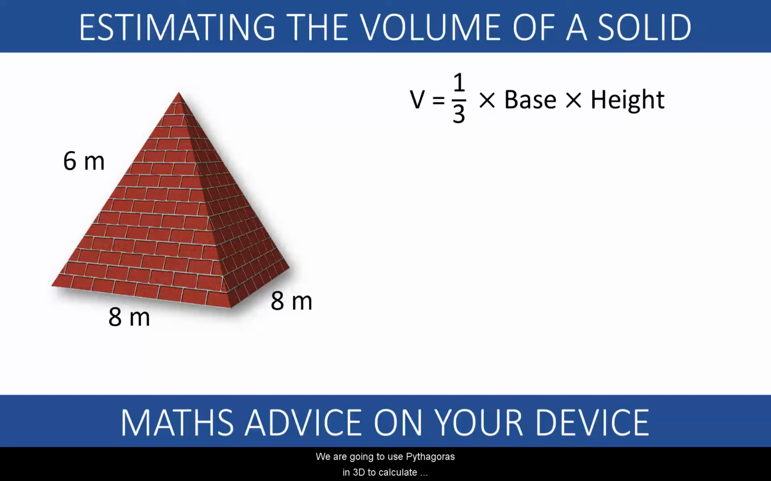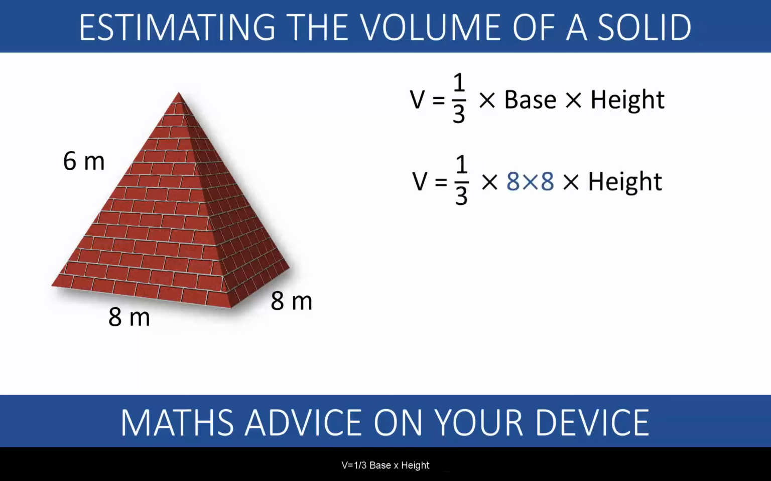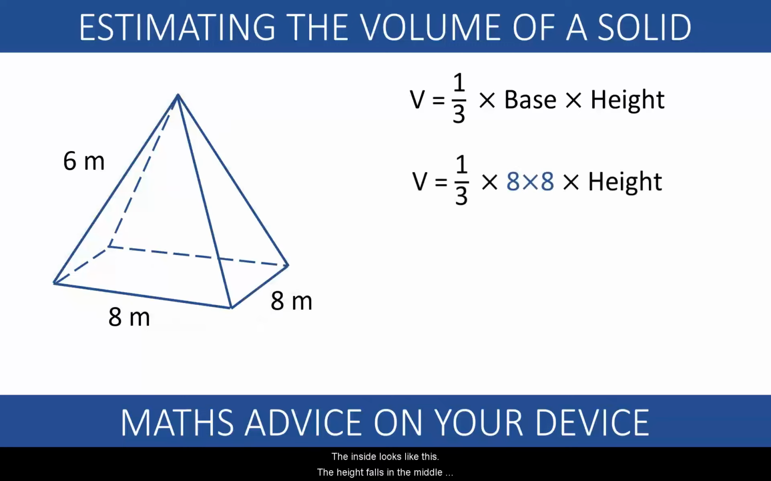We are going to use Pythagoras in 3D to calculate the volume of this square base pyramid. For that, we need the height and substitute this into the formula. Volume equals a third of base times the height. The inside looks like this, and the height falls in the middle of the square.